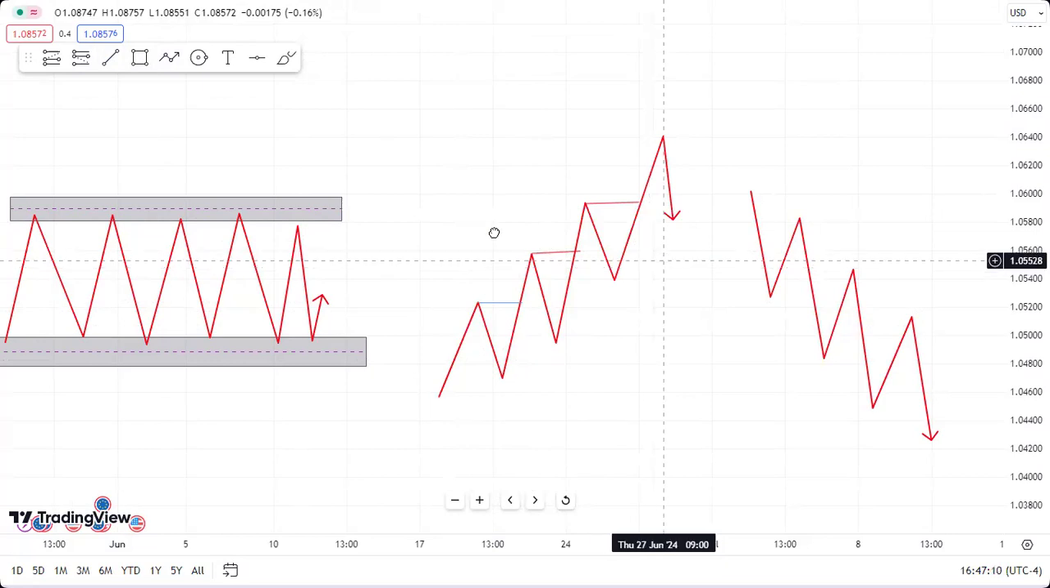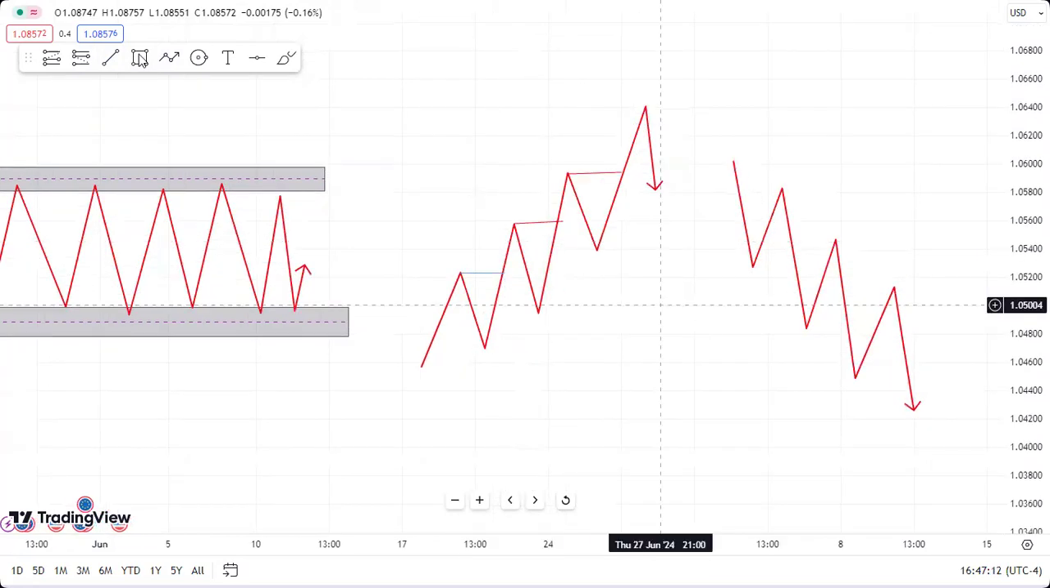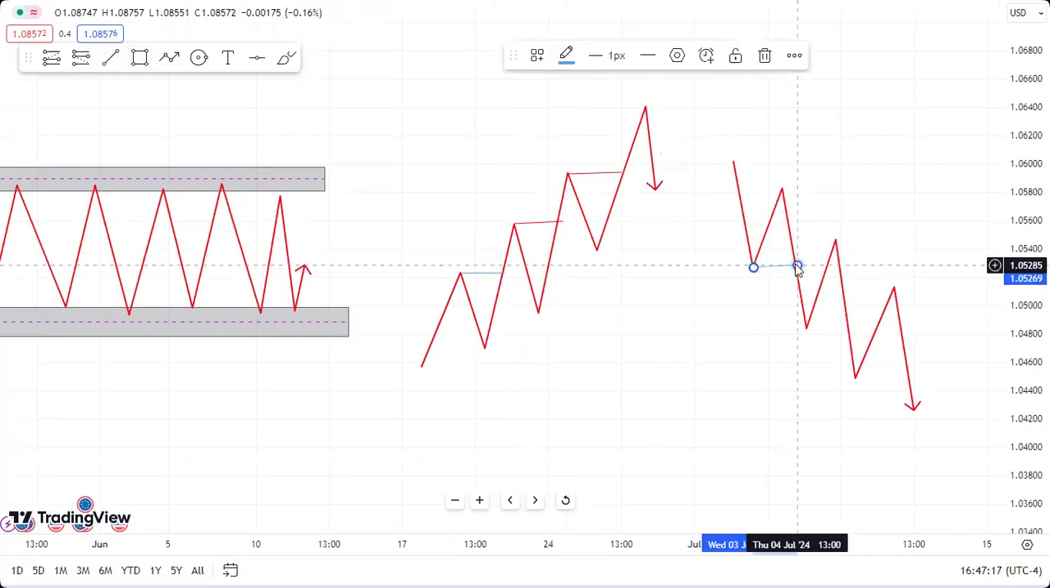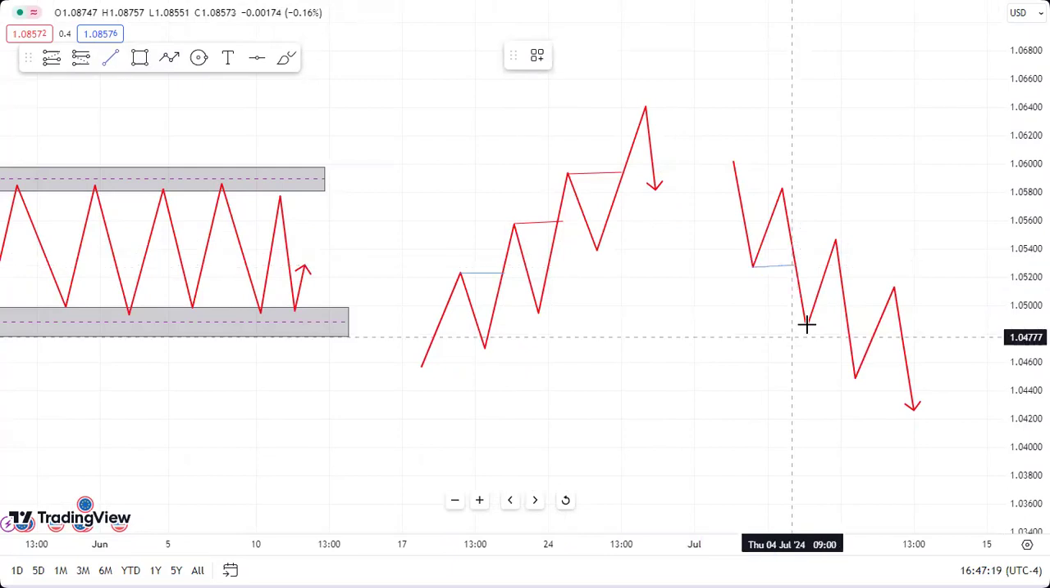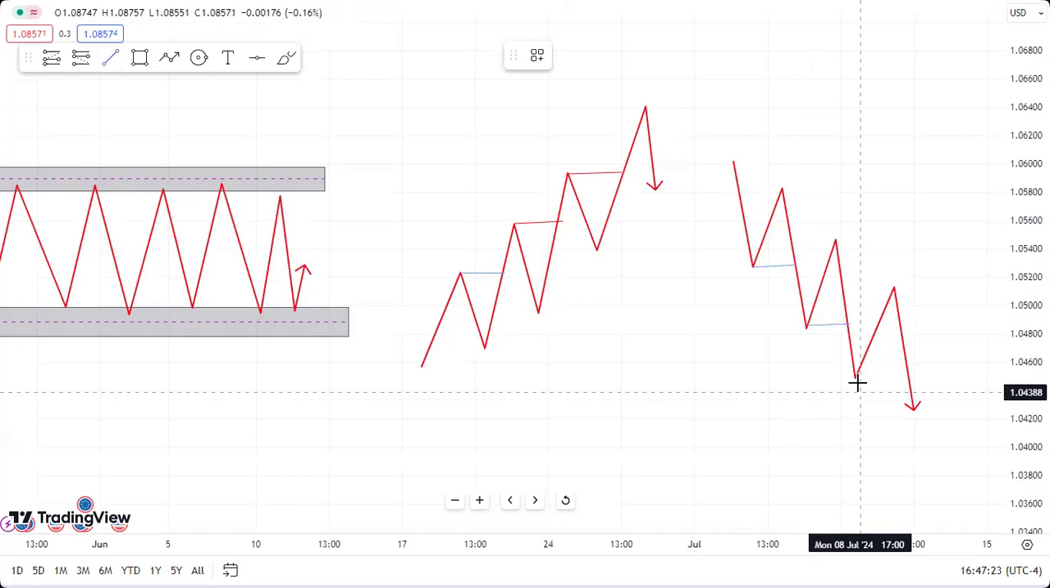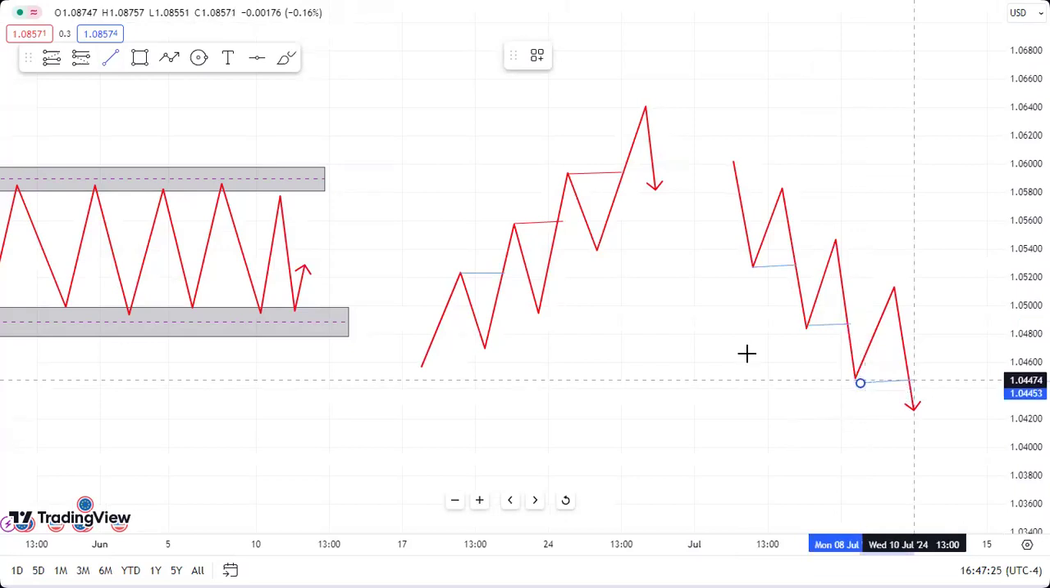Now, it's just the complete opposite in the downtrend: breaking structure to the downside, breaking structure to the downside, and breaking structure to the downside. This is what we call a downtrend.